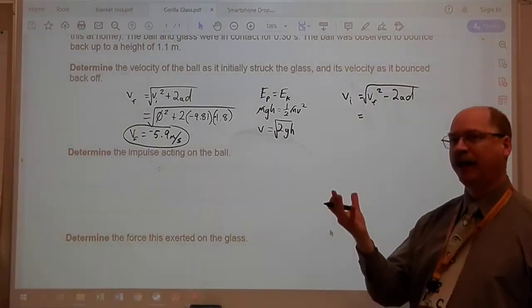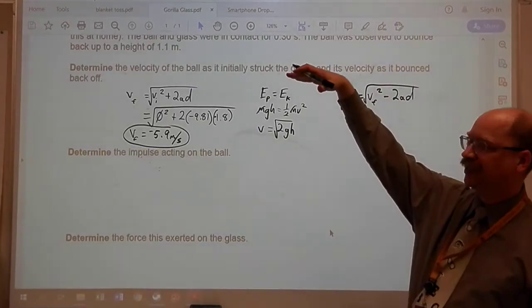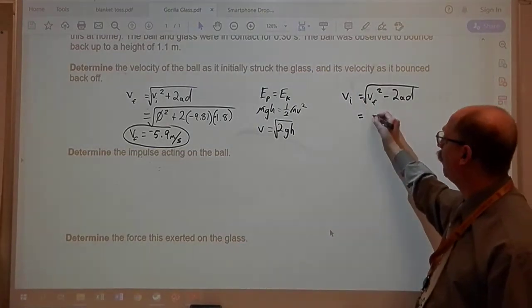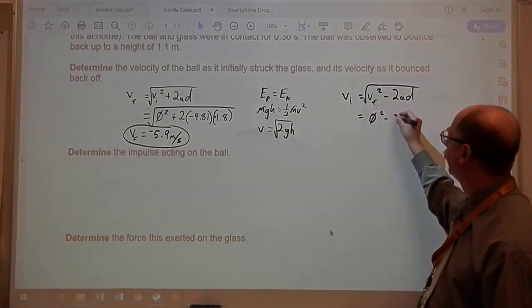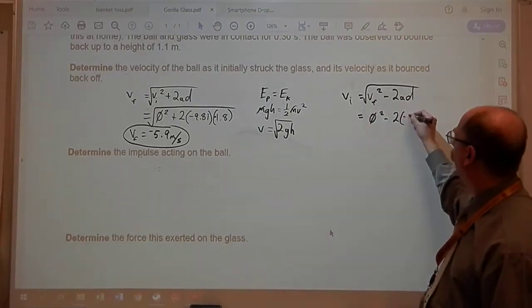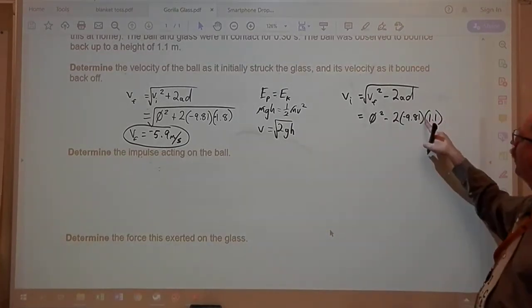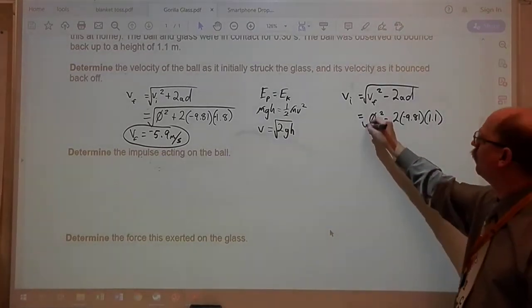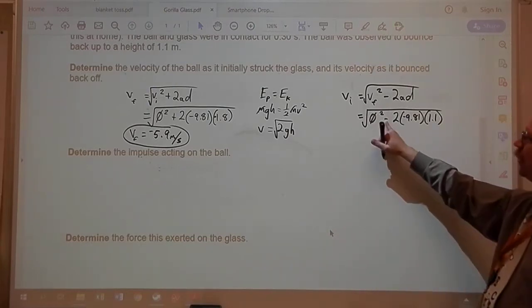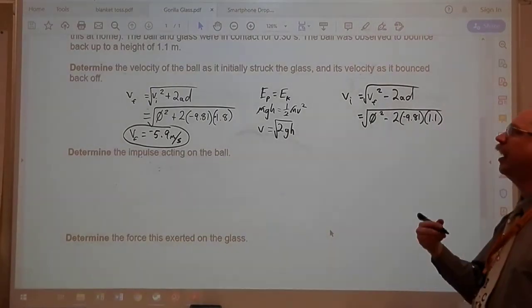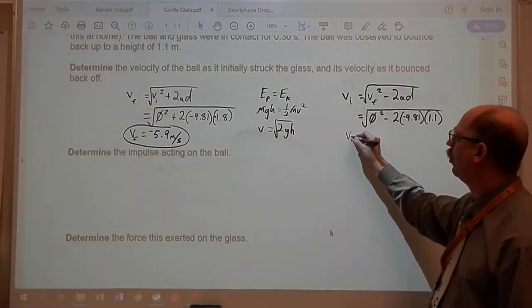It's thrown back up. When it reaches its maximum height, it does have an instantaneous velocity at that point of 0. I'm going to throw in my negative gravity there, and it went up a positive height of 1.1. This is going to work because I'm subtracting negative stuff, so it's going to be positive. I can take a square root, I can do all that stuff.